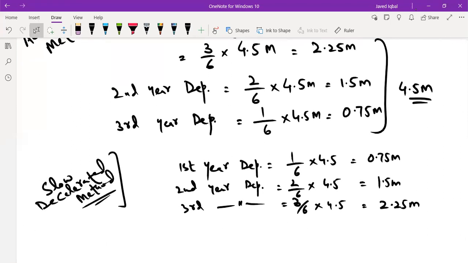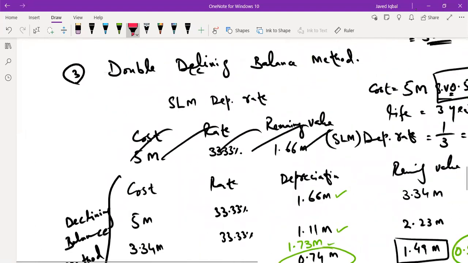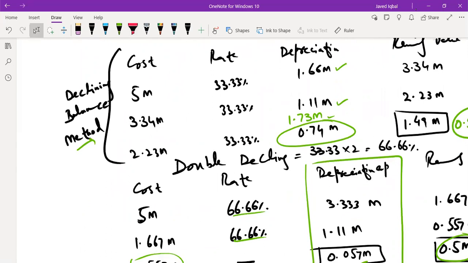So for year is, I will put a question mark on these. These are not in practice, decelerated method. Similarly, your single declining or declining balance method is a question mark. Don't use it.